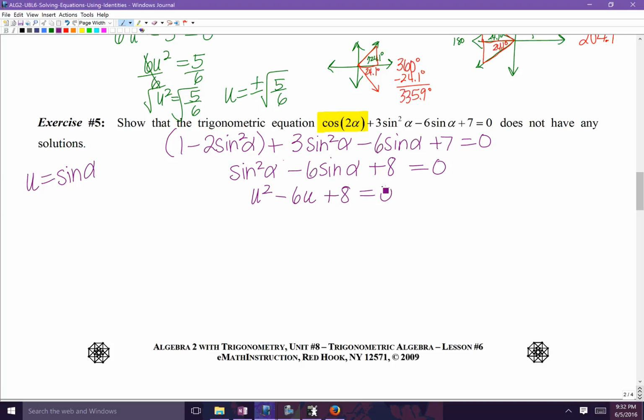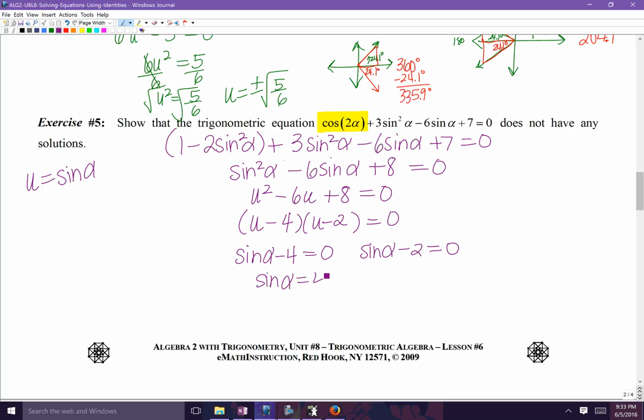I know how to factor this. This is going to be u, I like to call it a double bubble. Let's see, this one's going to have to be a minus, right? Negative times a negative is a positive. 4 and 2. Remember that u is not u. u is really sine of alpha. Minus 4 equals 0. Sine of alpha minus 2 equals 0. So solve these. Sine alpha equals 4. Sine alpha equals 2. Let's go to my calculator and write does not have any solutions.